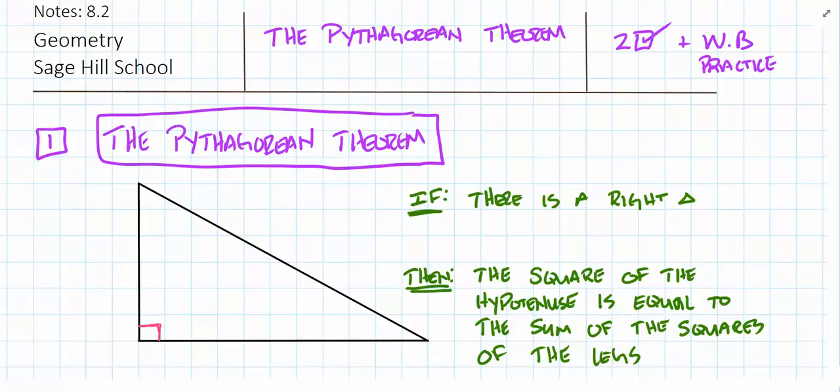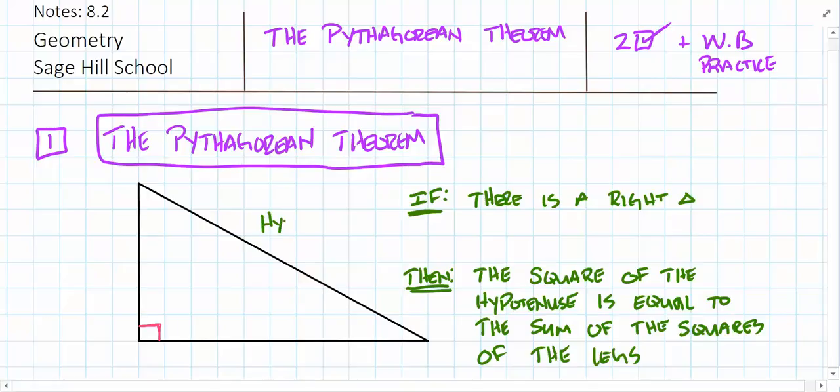So given a right triangle, the theorem says this: if there is a right triangle, of course we have the right triangle here to the left, then the square of the hypotenuse is equal to the sum of the squares of the legs. So which one's the hypotenuse, you guys? Across from the right angle. Very good. This is the hypotenuse. So that means the other two sides are legs. That's a leg, and that's a leg.